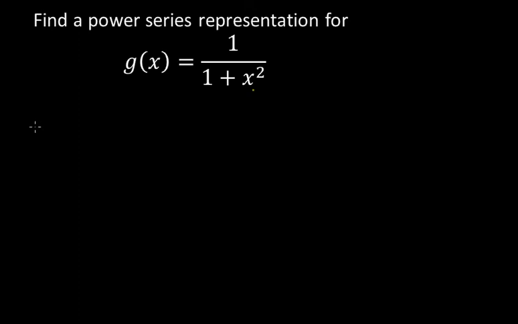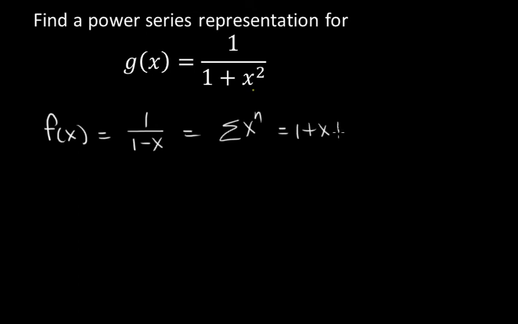Okay, we're going to do something similar here. Remember, the only power series that we really know, let's just call it f of x, is equal to 1 over 1 minus x, which is the summation of x to the n starting at 0, or if you prefer, 1 plus x plus x squared plus x cubed plus dot dot dot for the absolute value of x less than 1. So this is what we know. Now, could we use this and function composition to find a power series representation for this function?